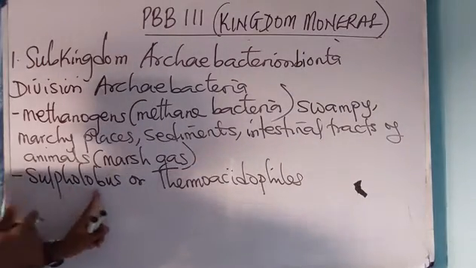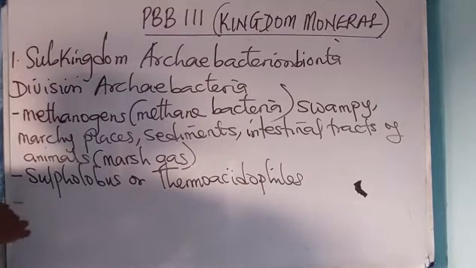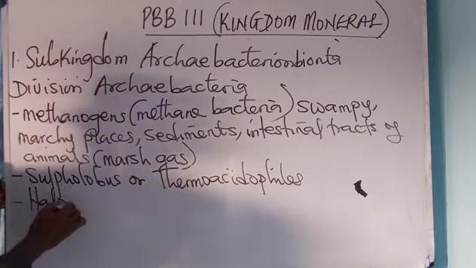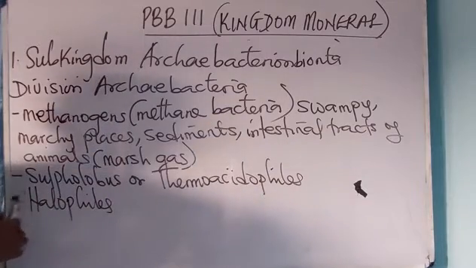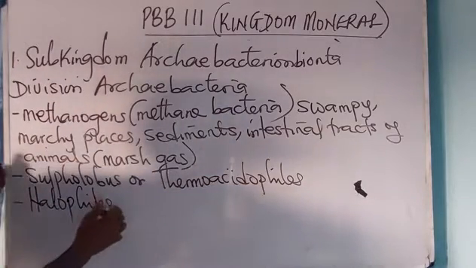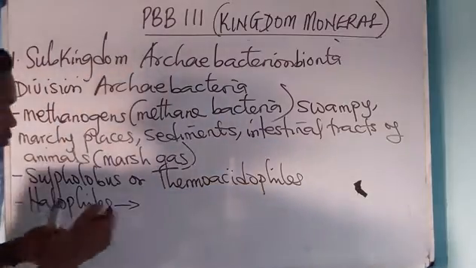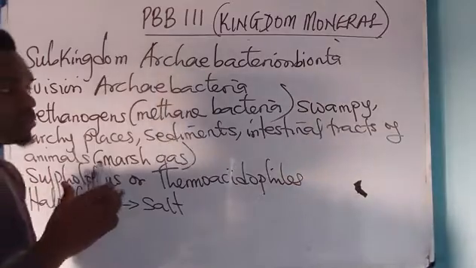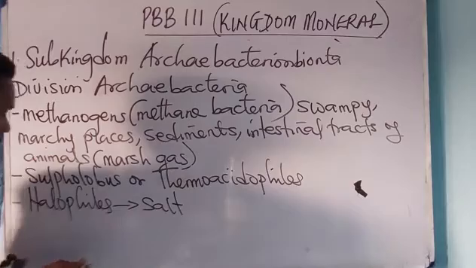Sulfolobus, they are found in a place that has what? Sulfur. Now the third one is the halophiles. Now the halophiles, all right. As the name implies, they are found in places that have a lot of what? Salt. They are found in a place that has a high concentration of what? Salt. They are found in salty places.